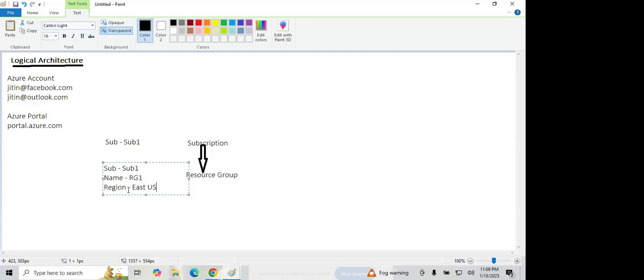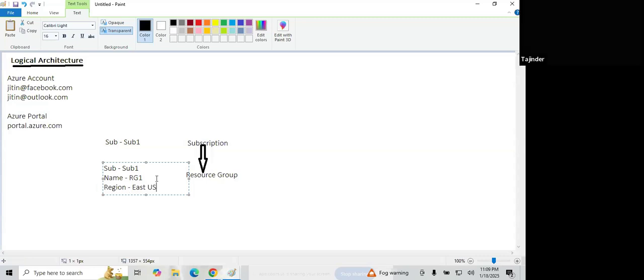Similarly, this resource group will contain the metadata about the resources present inside RG1. How many resources are there? How many of them are virtual machines? How many of them are networks? What are the names of the virtual machines? In which region are they deployed? And so on. Right? So it contains the metadata.